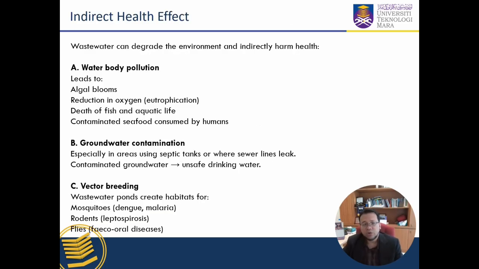Indirectly, wastewater could degrade in the environment and could lead to algae bloom, which would further cause reduction in oxygen or eutrophication, would cause death of fish and aquatic life, and would further contaminate any food that is coming from water consumed by human. Wastewater could also cause groundwater contamination, especially in areas using septic tanks or where sewer lines leak. Wastewater could also cause vector breeding by creating habitats for mosquitoes, rodents, and flies.